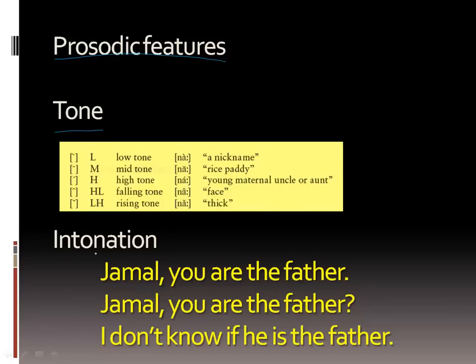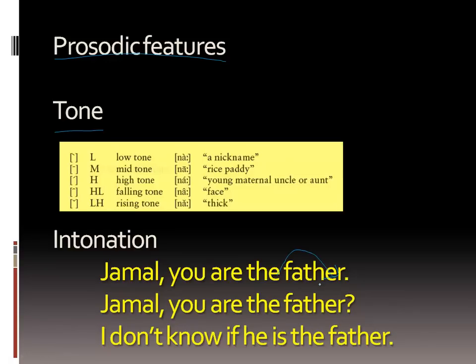Intonation. English has intonation. Intonation is something like, same sentence here, Jamal, you are the father. My daughter used to watch Maury Povich's show after school because she had to stay in the clubhouse in the apartment complex. And one day she said, Jamal, you are the father, and I just lost it. But anyway, so let's say, Jamal, you are the father.